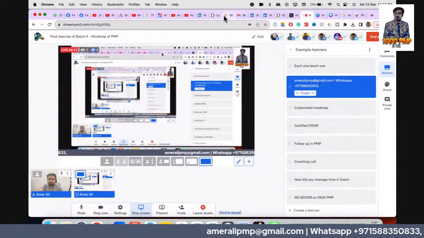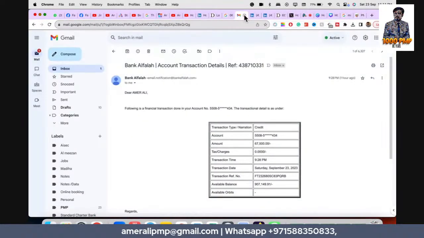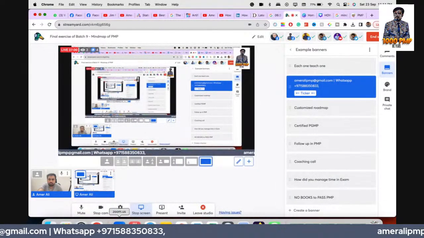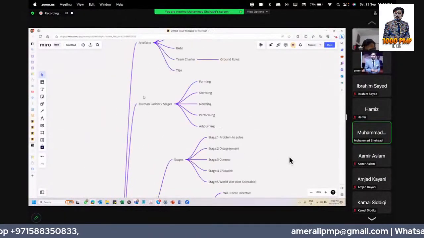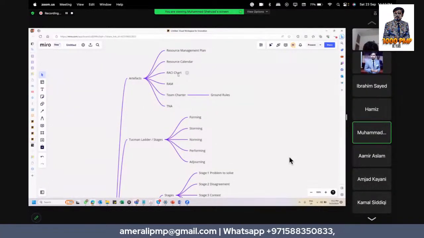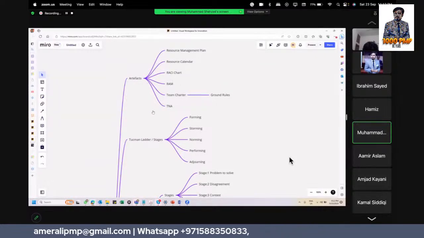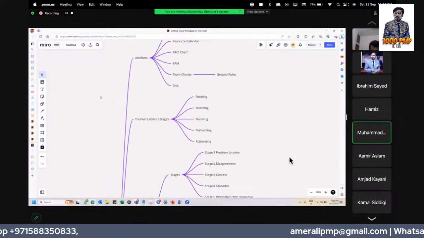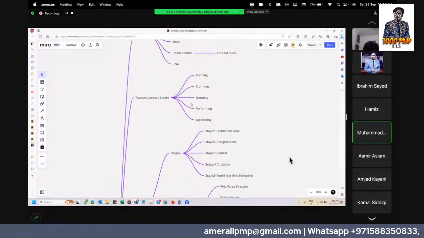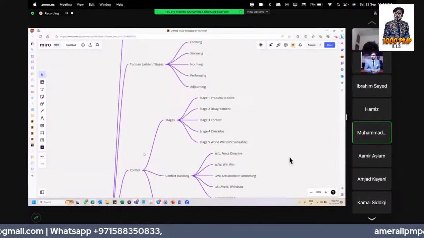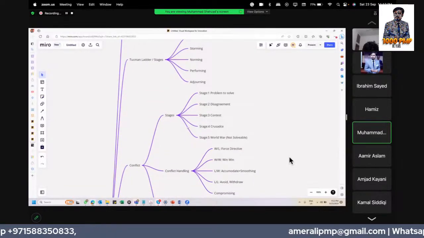Okay, sir. So we have 4 types of resources under RAM: machinery, money, material, and manpower. Under manpower, we have the team. In the teams, we maintain multiple artifacts like the resource management plan, resource calendar, RACI chart, RAM, team charter, and TNA. Then we have different stages of the team as defined by the Tuckman ladder: forming, storming, norming, performing, adjourning.